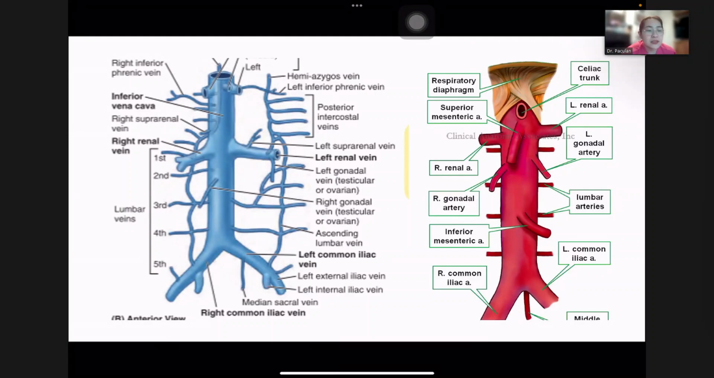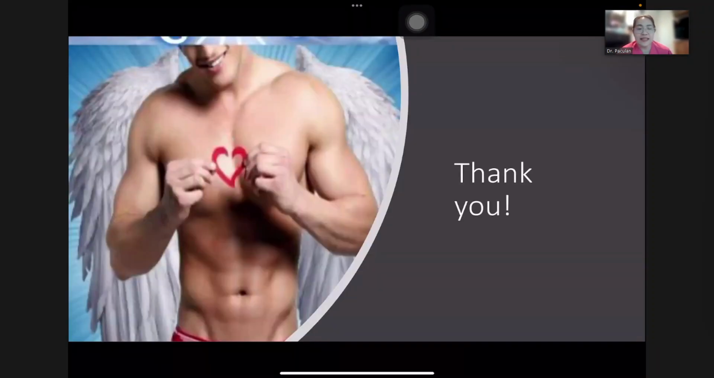Okay, so is this the last slide? Yep, that's the last slide. So don't forget, this is quite a long lecture, but it's quite easy to remember, except maybe for the inguinal area.